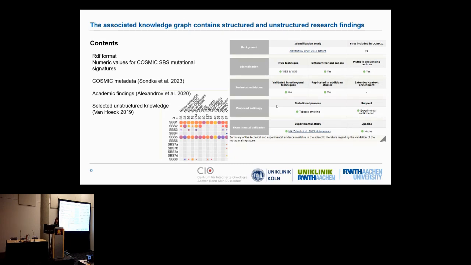Also, we're incorporating academic findings, like the little graph that's here on the left, that link particular mutational signatures to particular cancer types, and also selected unstructured knowledge that link particular signatures to particular treatment types.